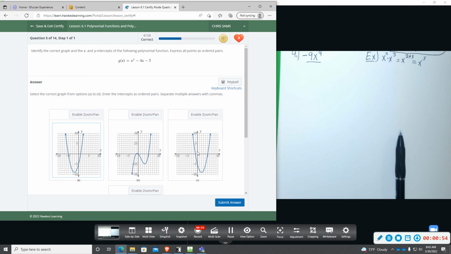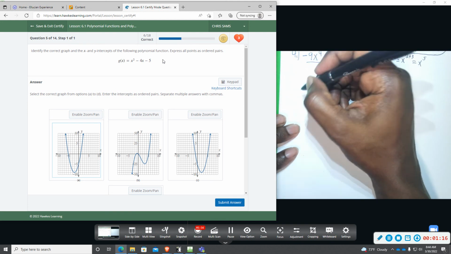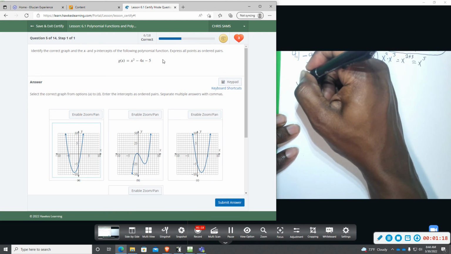Now, other than that, if you plug a 0 for all the x's, everything would cancel out, and you would just have -5. So we know our y-intercept is -5, and you can see that both these graphs cross at -5. If I were to do this by hand, I would just factor it and find the x-intercepts. So this is the way I would do it by hand. I'm just going to say y equals instead of g of x.